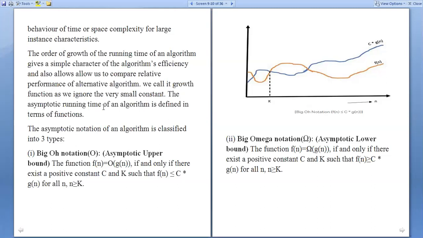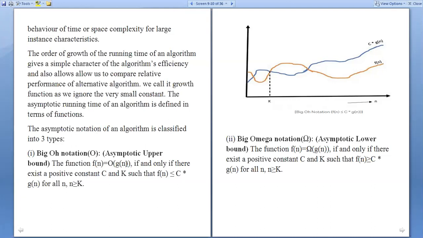So the asymptotic running time of an algorithm is defined in terms of functions. Suppose you want to find it for a particular algorithm, then we can classify into three types. The first one is big O notation. What is a big O notation? Asymptotic upper bound. Big O notation comes under upper bound. So the function f of n equals big O of g of n. F of n is one function, g of n is another function. So we are considering it as an upper bound.